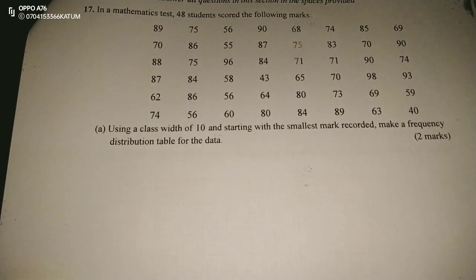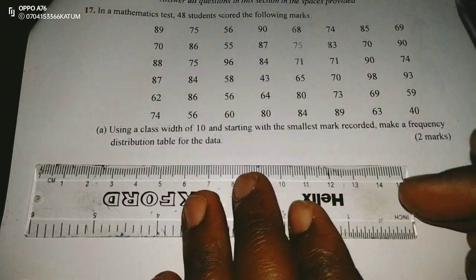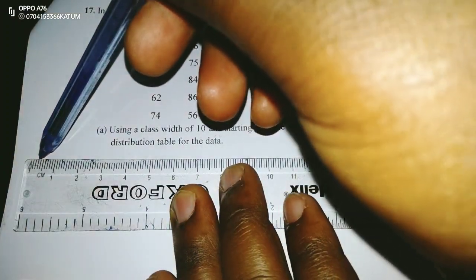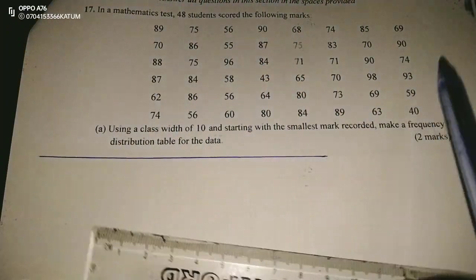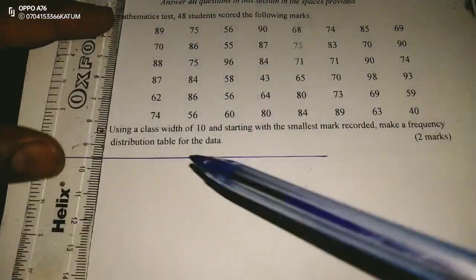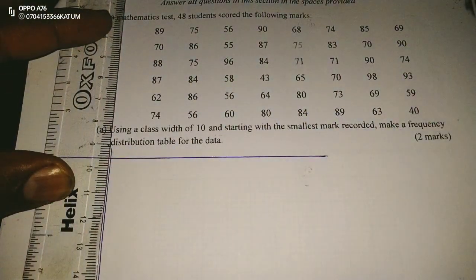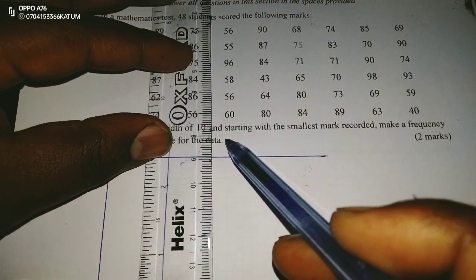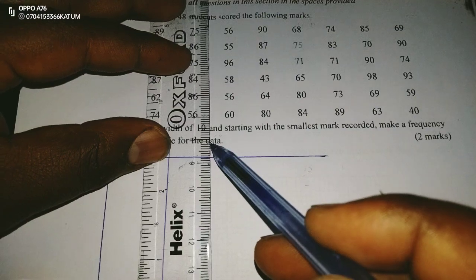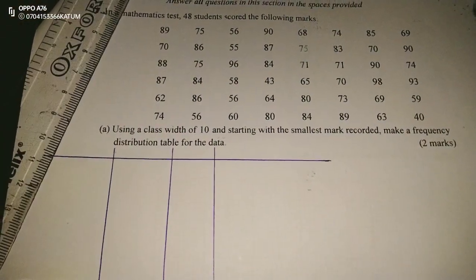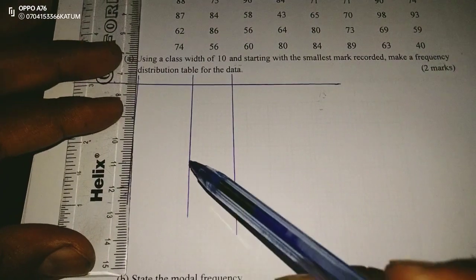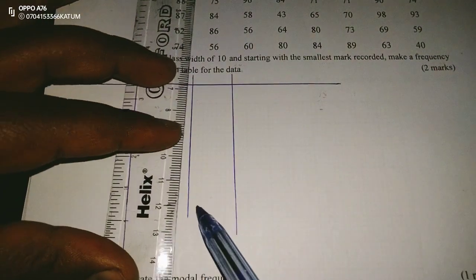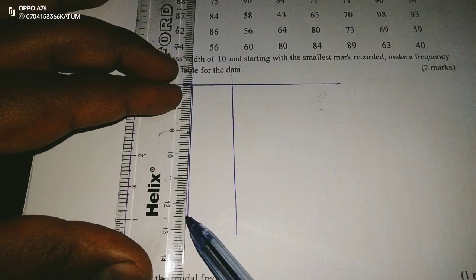Therefore, for us to make a frequency distribution table for the data, I need to come up with three sensible columns. Even if we will extend the table, I'll begin with classes. Then I have a tallying column. Then the frequency, which, after tallying, will be stated here. So we can first of all come up with classes.